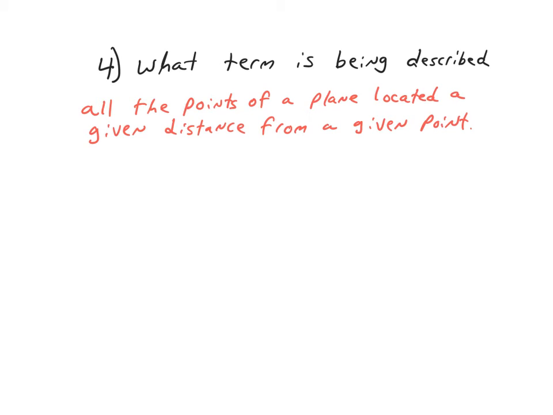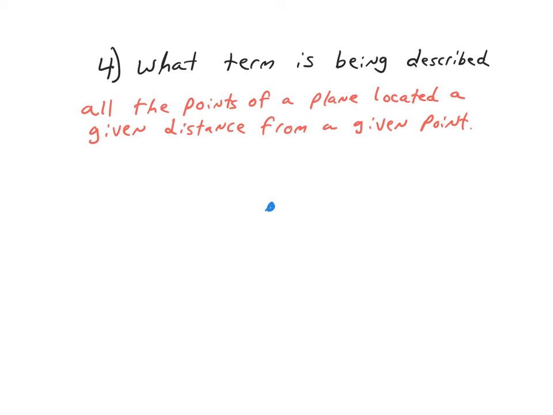Number 4, it says, what term is being described? So it says, all the points of a plane located at a given distance from a given point. Alright, so for geometry definitions, if you don't know the definition, it's usually best to try to make a picture of it and see what you end up with. So we have all the points of a plane located at a given distance from a given point.